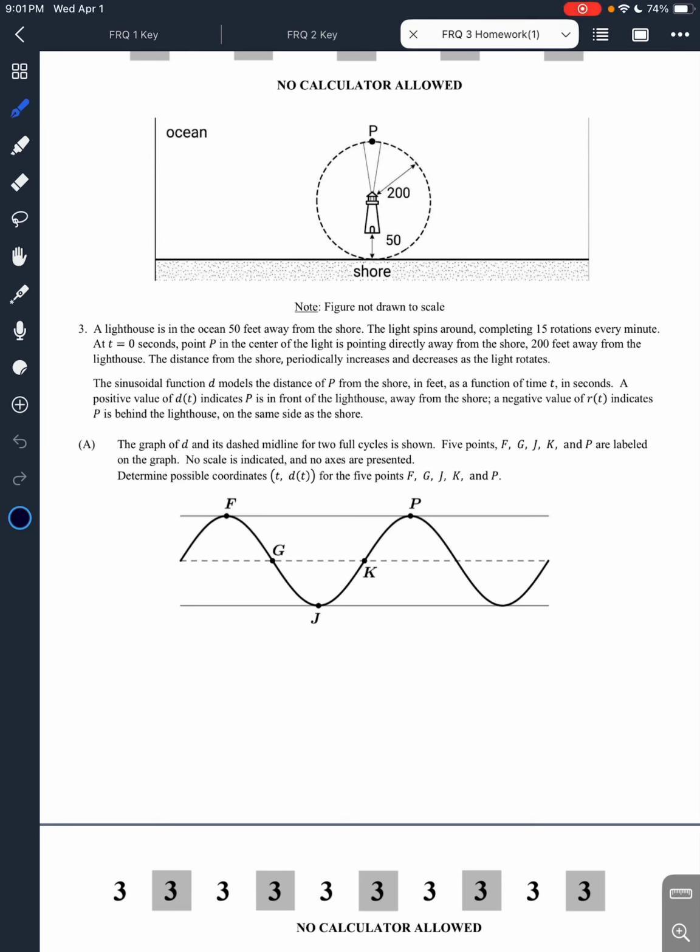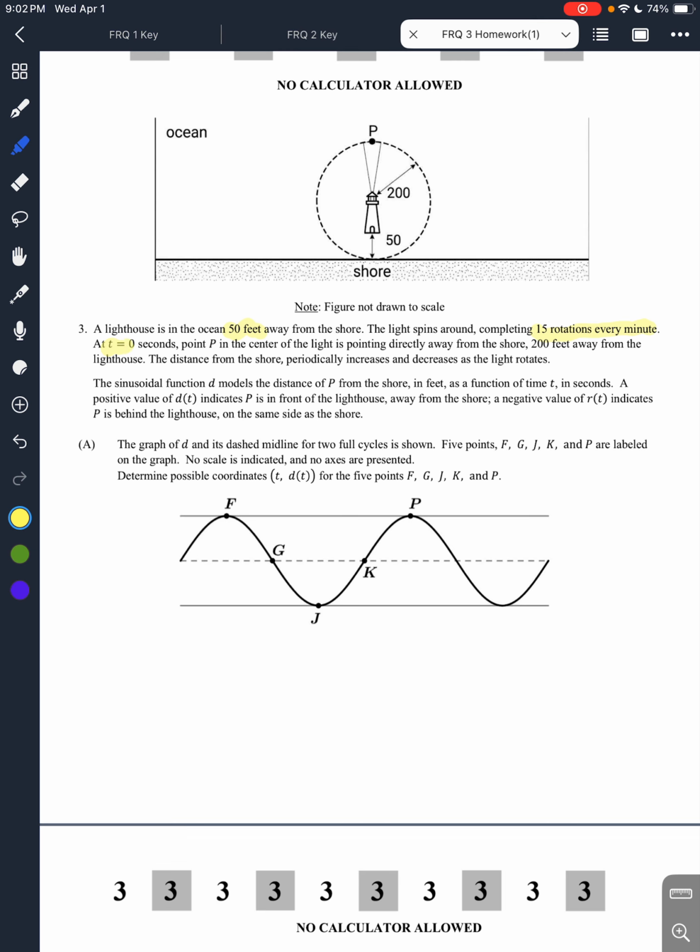Okay, for free response question 3, the most important part of this problem is being able to read and interpret the situation. So we're going to read through this, and I'm going to highlight the key pieces of info we need to pick out. So they say the lighthouse is in the ocean 50 feet away from the shore. The light spins around, completing 15 rotations every minute.